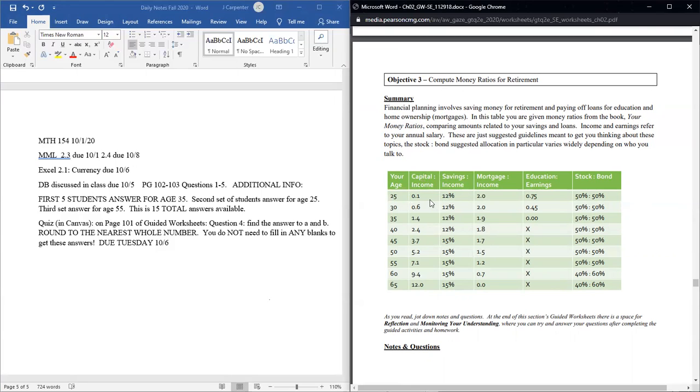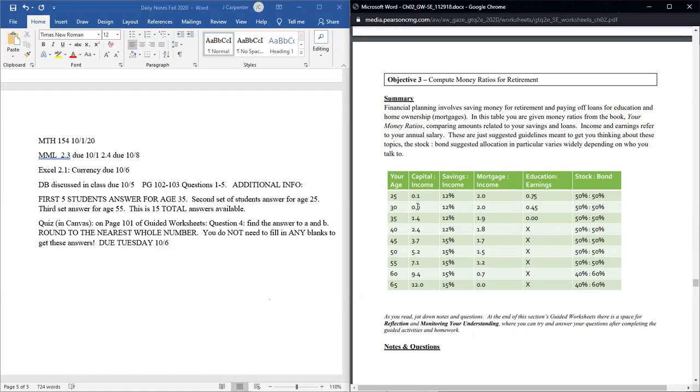So capital income 10%. So what that means is, let's say you made $100,000 a year. That means when you're 25 years old, if you made $100,000 a year at 25, first of all, kudos. Second of all, it means that your capital, the amount of money you have set aside, should be 10% of that, which is $10,000. 10% of 100,000 would be $10,000. If you made $20,000 that year, that means you should have $2,000 set aside in the bank somewhere.